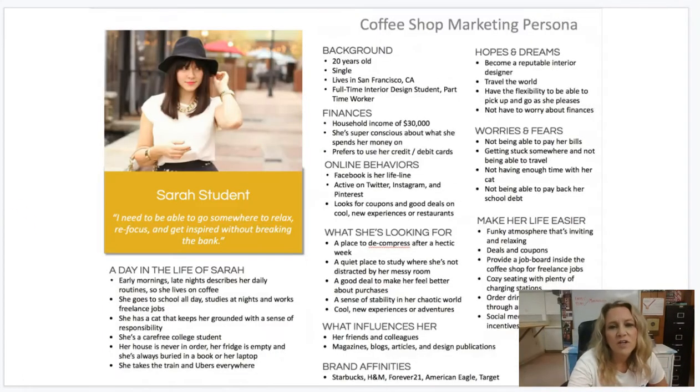Or even if we go on to this one, we have her income at $30,000 and she has worries and fears about not being able to pay her bills. So we know that price might be an issue, right? And she is a full-time student and a part-time worker, so that's a real issue. So we're going to meet her needs, right? How can we help her?